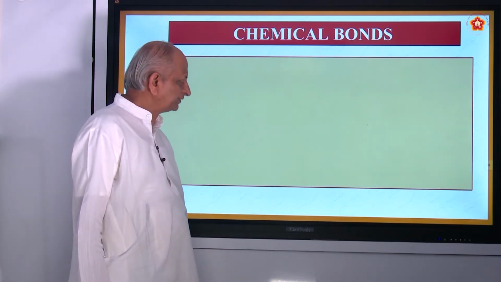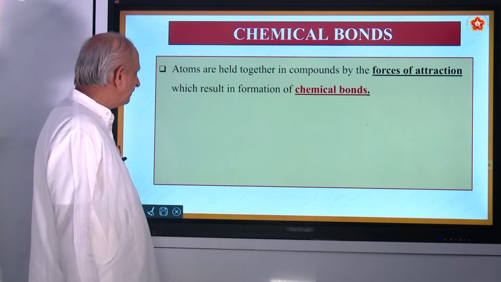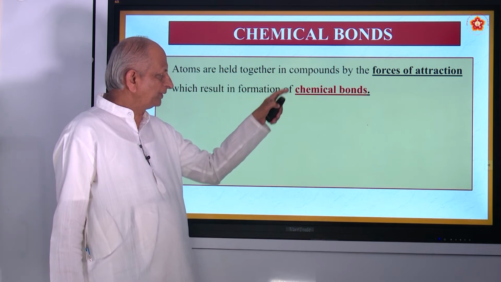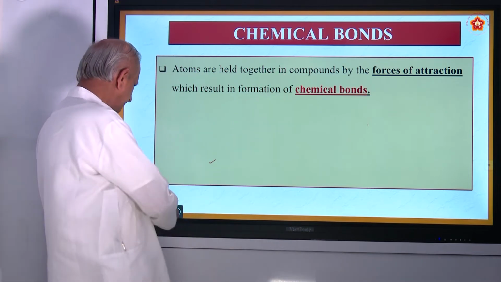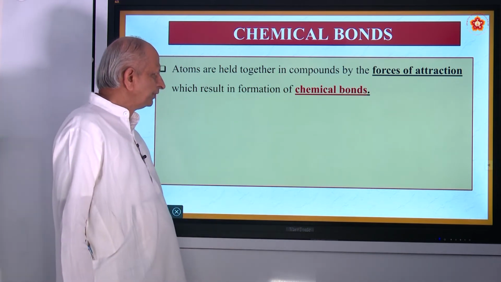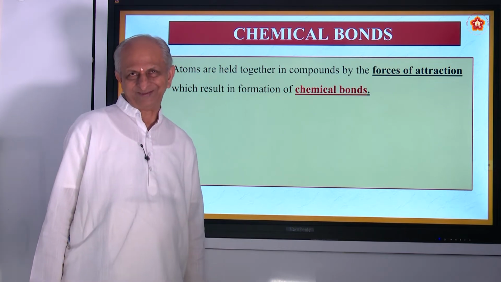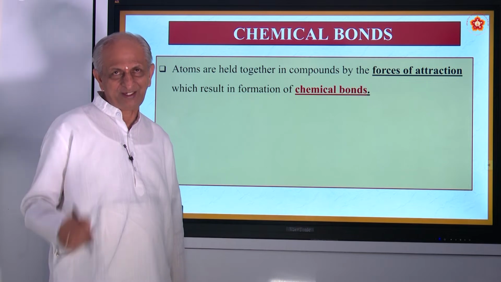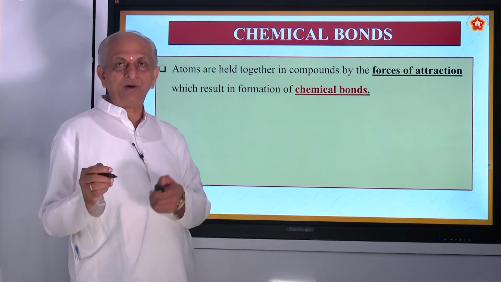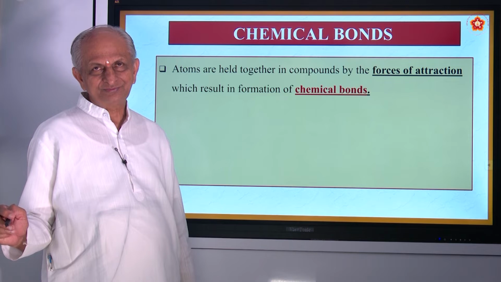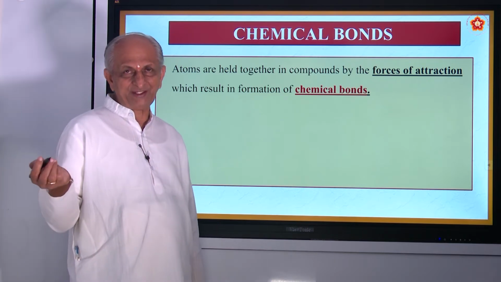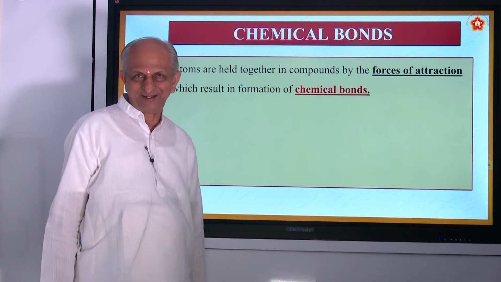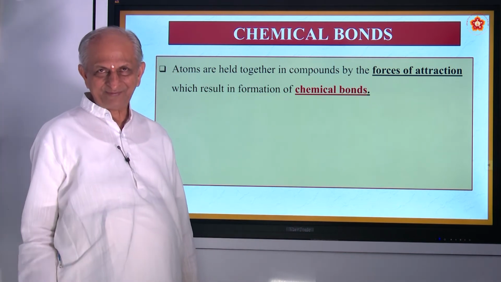Now let us see one example of how these chemical bonds are formed. Atoms are held together in compounds by the force of attraction, which results in the formation of chemical bonds. Just as a mother loves her child is a kind of bond. The child also will be playing with something, and if any danger comes, immediately starts crying. Is it not? The mother will go to help.